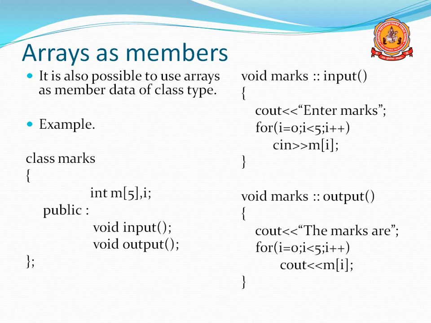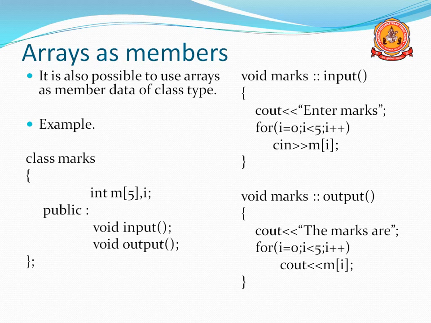Next topic, arrays as members. It is also possible to use arrays as the members of a class type. Inside the class it is also possible to declare arrays. So here is an example, class marks. I declare a class as marks, and int m of 5, means I declare an array, and one variable i that is private, and in public I declare two functions, input and output.